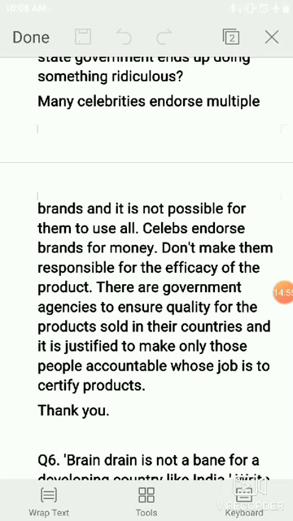There are government agencies to ensure quality for the products sold in their countries, and it is justified to make only those people accountable whose job is to certify products.